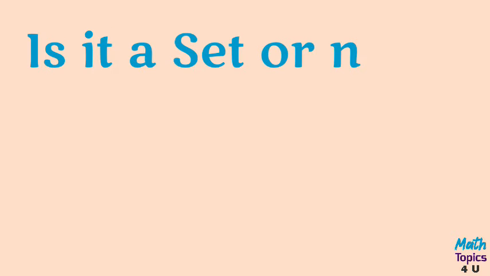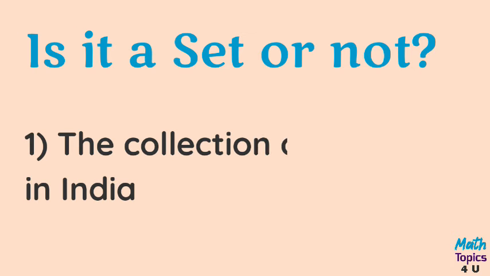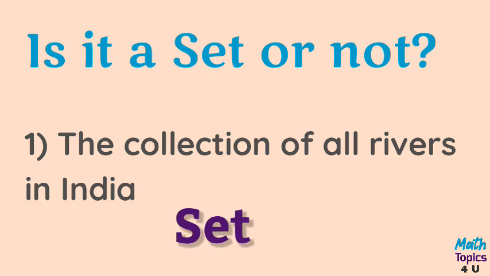Now, let's see some collections and whether we are able to state if each is a set or not. The first example is the collection of all rivers in India. In the given statement, rivers is the keyword we use to find whether it is a set or not. It is clearly stated. So, it is a set.